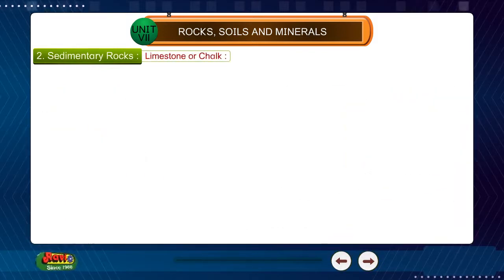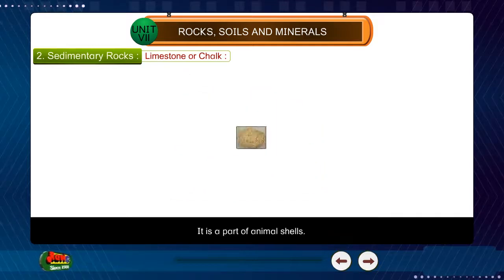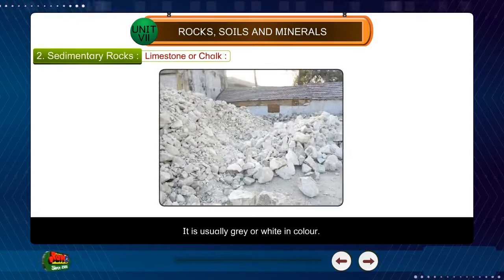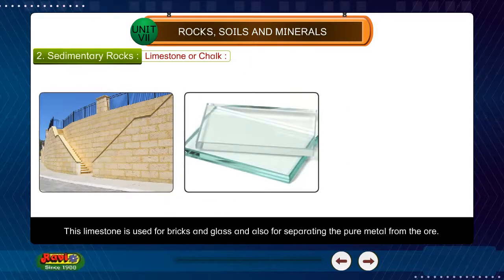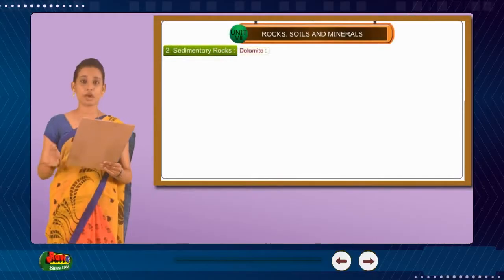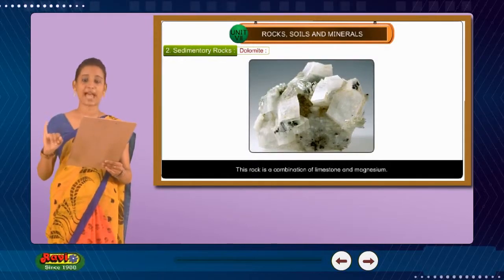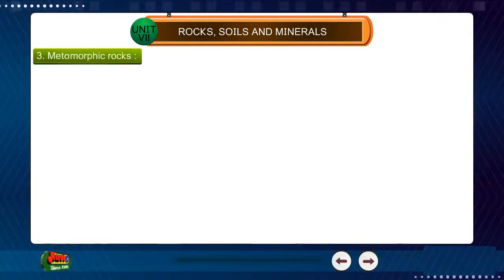Limestone or chalk. It is a grained soft rock which is made of the mineral calcite. It is a part of animal shells. It is usually grey or white in color. This limestone is used for bricks and glass and also for separating the pure metal from the ore. Dolomite. This rock is a combination of limestone and magnesium. It looks like limestone.